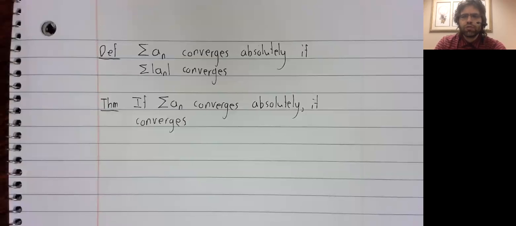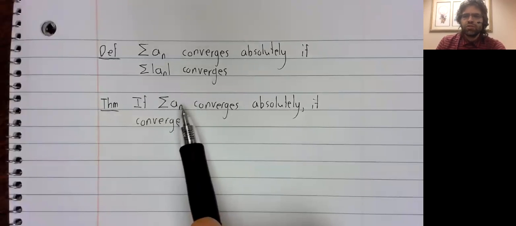Now, the converse of this theorem is not true. You can have series that converge, but do not converge absolutely. We'll wait until the next section to talk about those examples, because to demonstrate that a series converges but does not converge absolutely, we'll need the alternating series test from the next section.